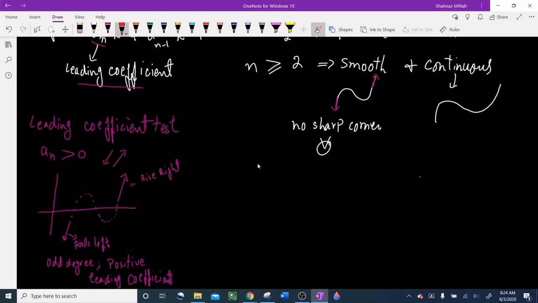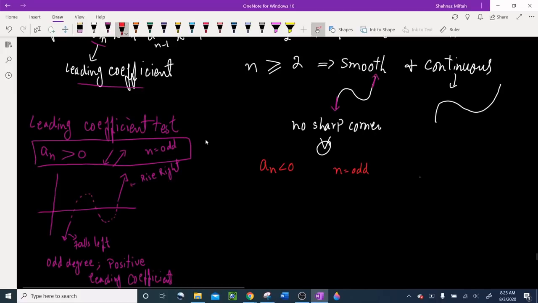For example, the leading coefficient is less than 0. If the leading coefficient is less than 0 and my degree is still odd, I didn't write that here, I can write here odd. So this is the information you guys should memorize. Please memorize that. If that's the case, let me remove that, I have to show you.